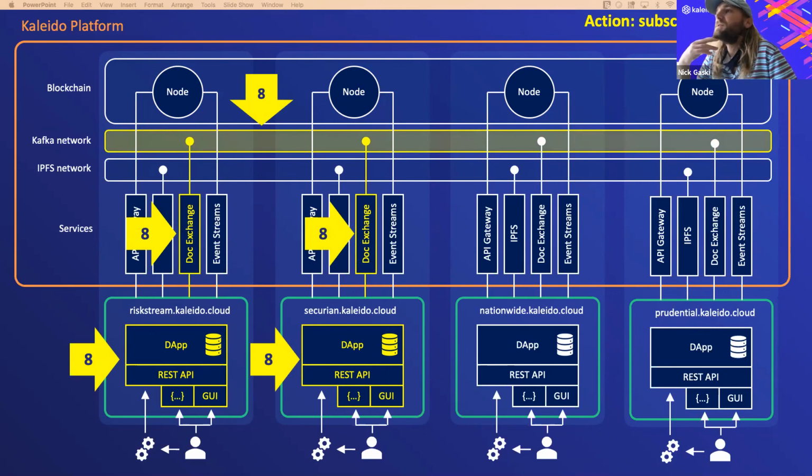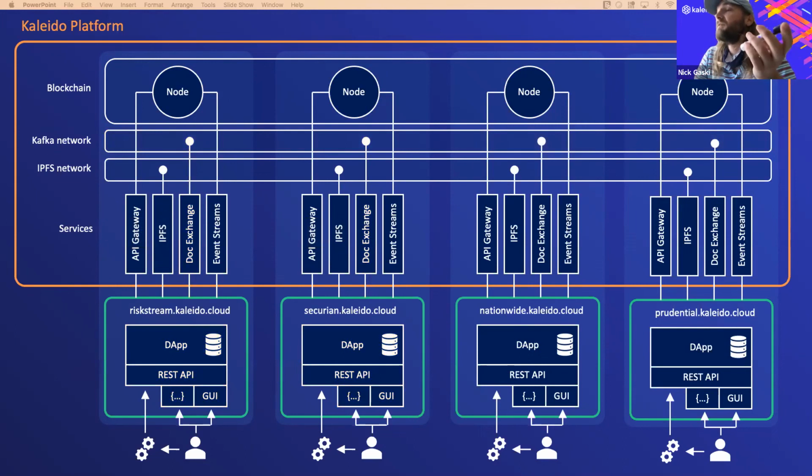And then the last piece is that private information needs to be exchanged, right? RiskStream needs to send to Securian inside of this flow some of that private data that's not available in IPFS. So they're going to send them back the ACK of the date of birth. They're going to send them that first name, last name, and any other private metadata as well. And that's done via document exchange.